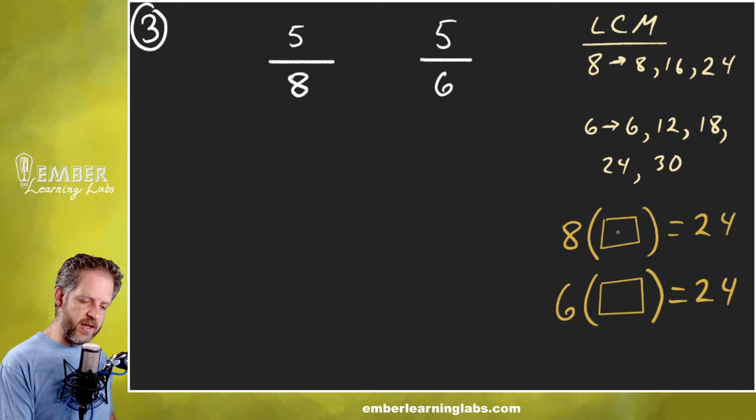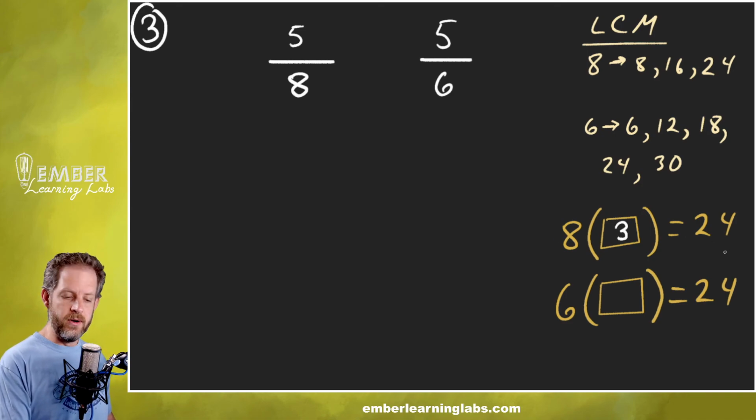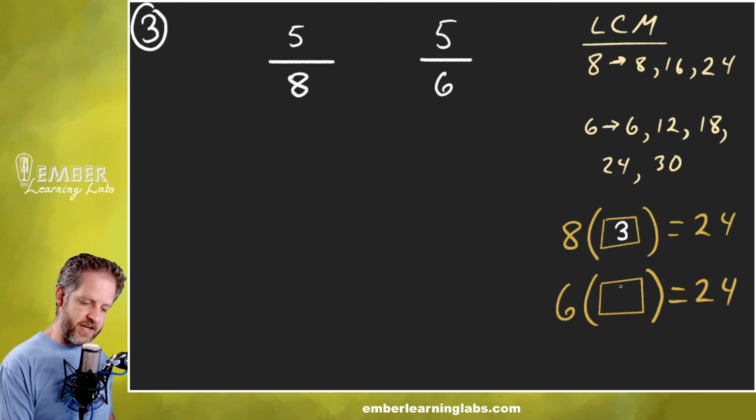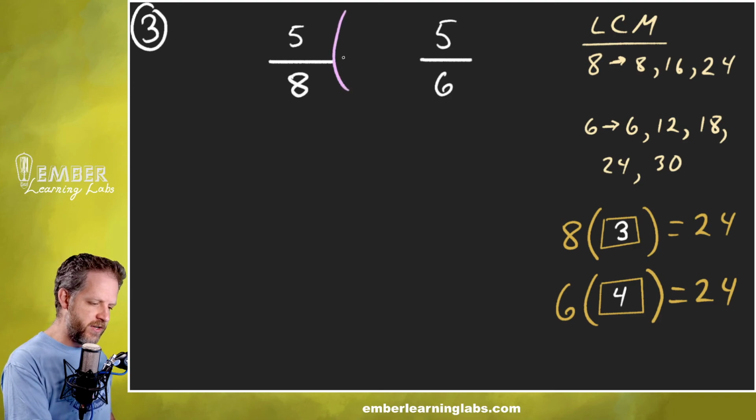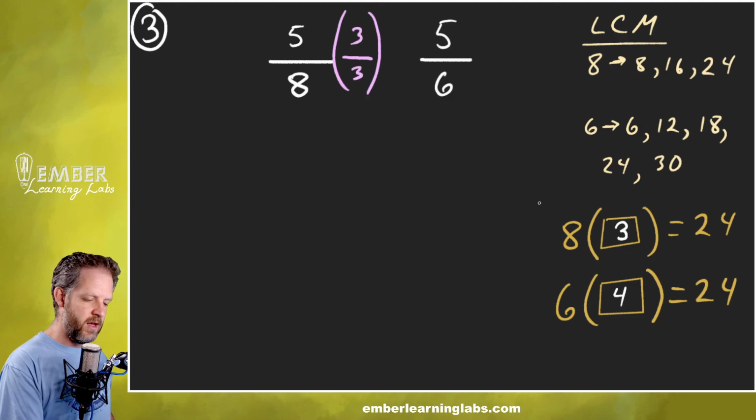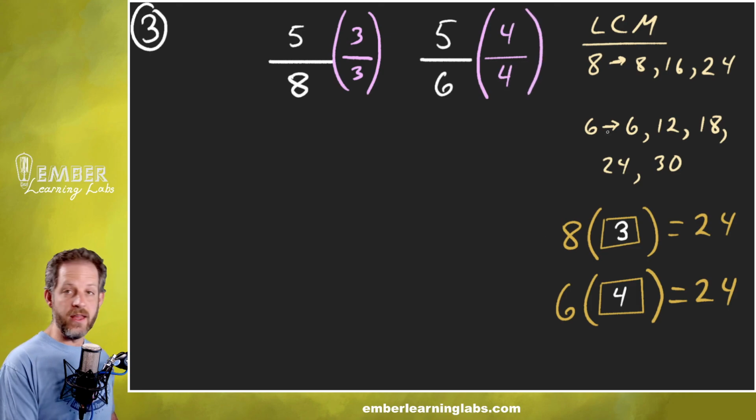All right, so what goes in the box? 8 times 3 equals 24. And then 6 times 4 equals 24. All right, so on the 8 fraction, we're going to put his box number. So we're going to put 3. And then on the 6, we're going to put his box number. So we're going to put 4. And then we've got to multiply.